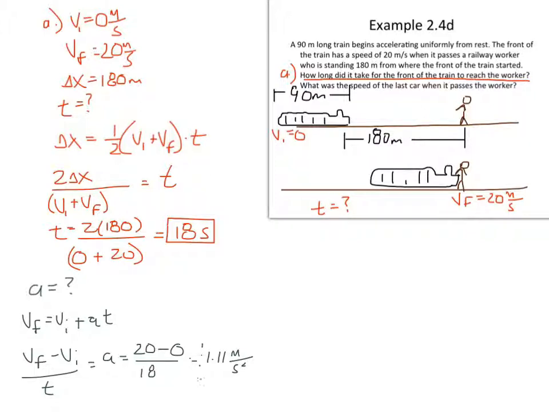All right, let's dotted line box that. I usually do that when it's not a final answer, but it's an important key to finding out the rest of the problem. So the rest of the problem, part B, I'm going to call it, is what was the speed of the last car when it passes the worker?